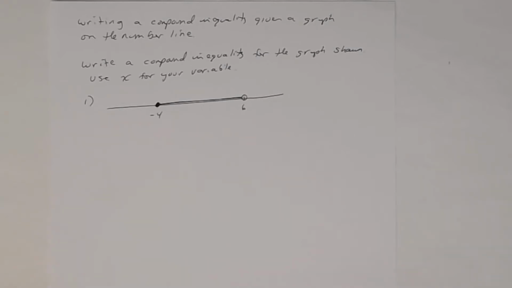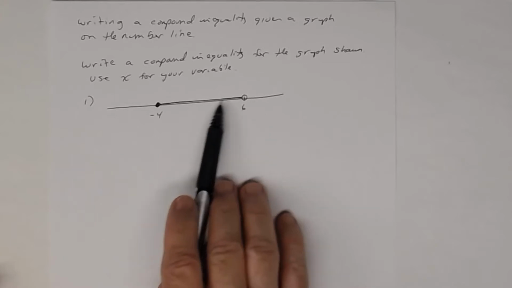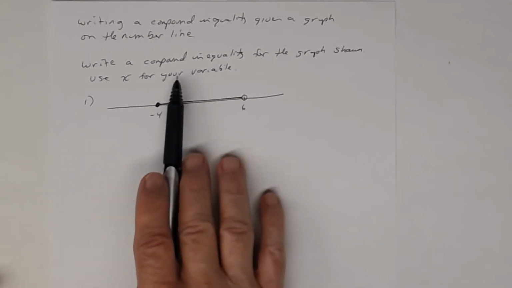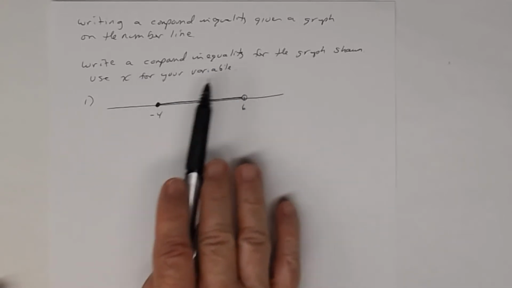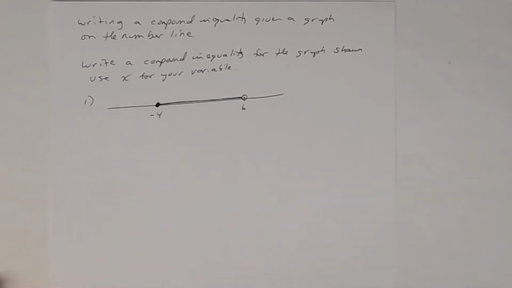Okay, so in this lesson, we're going to learn how to write a compound inequality given a graph on the number line. So notice that you're given a graph here on the number line, and you want to write a compound inequality for this graph that's shown. So you want to use x for your variable.